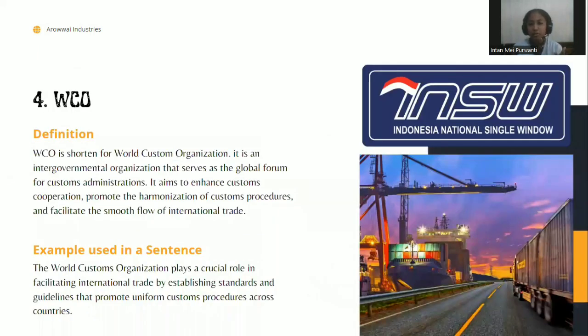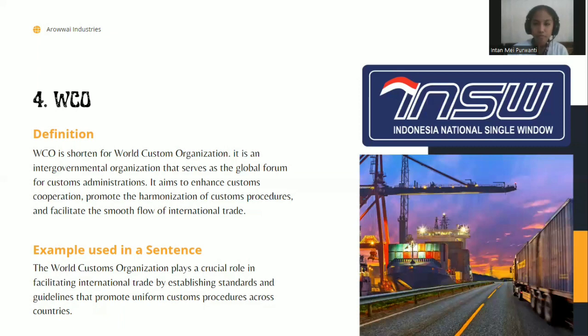The next term that I found is WCO. WCO is short for World Customs Organization. It is an intergovernmental organization that serves as a global forum for customs administrations. An example sentence: the World Customs Organization plays a crucial role in facilitating international trade by establishing standards and guidelines that promote uniform customs procedures across countries.